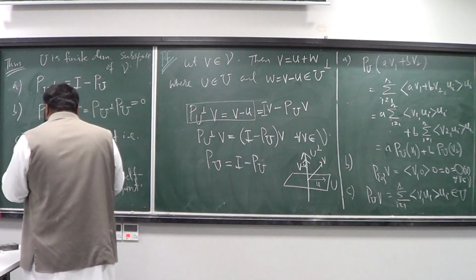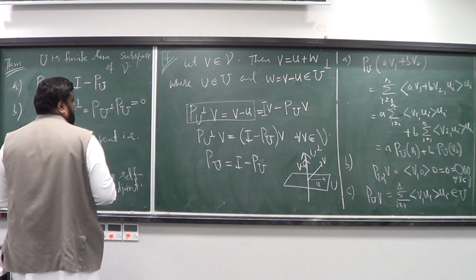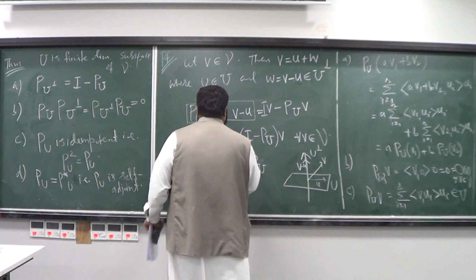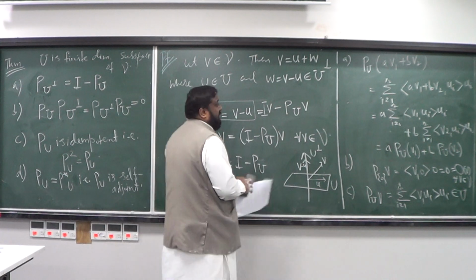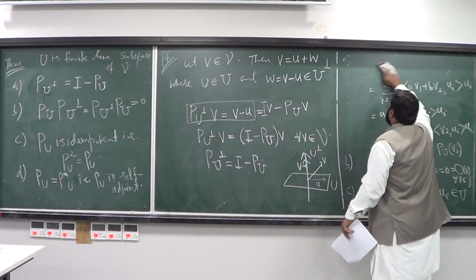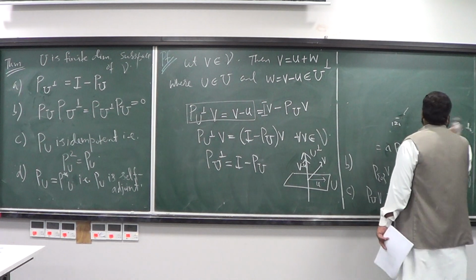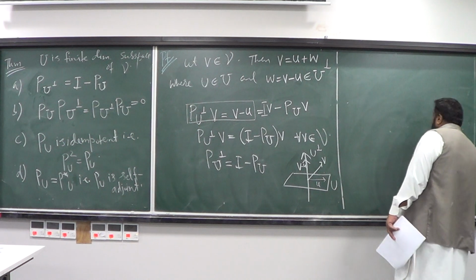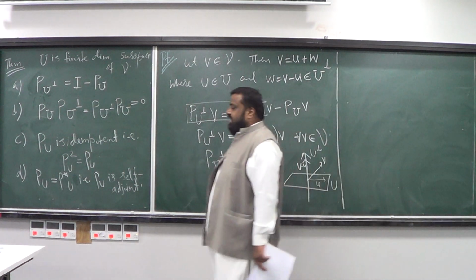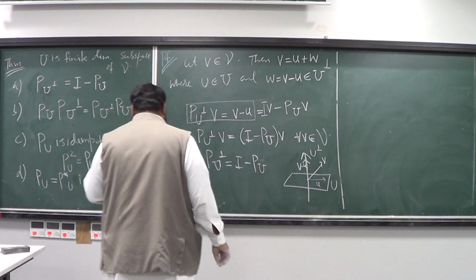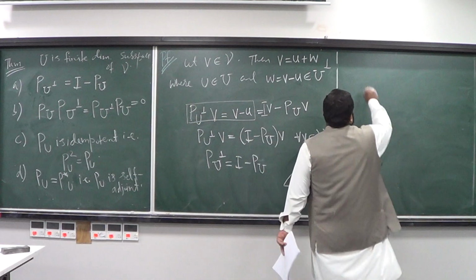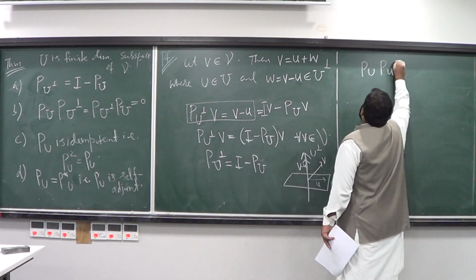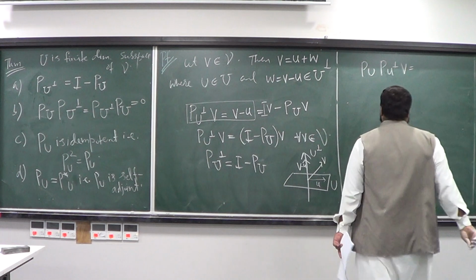So this is the proof that the projection operator of U perp is I minus P_U. Okay? Let's move to the next part. These are the basic properties that we must always keep. So let's take P_U operated on P_U perp, and operate it on v actually.